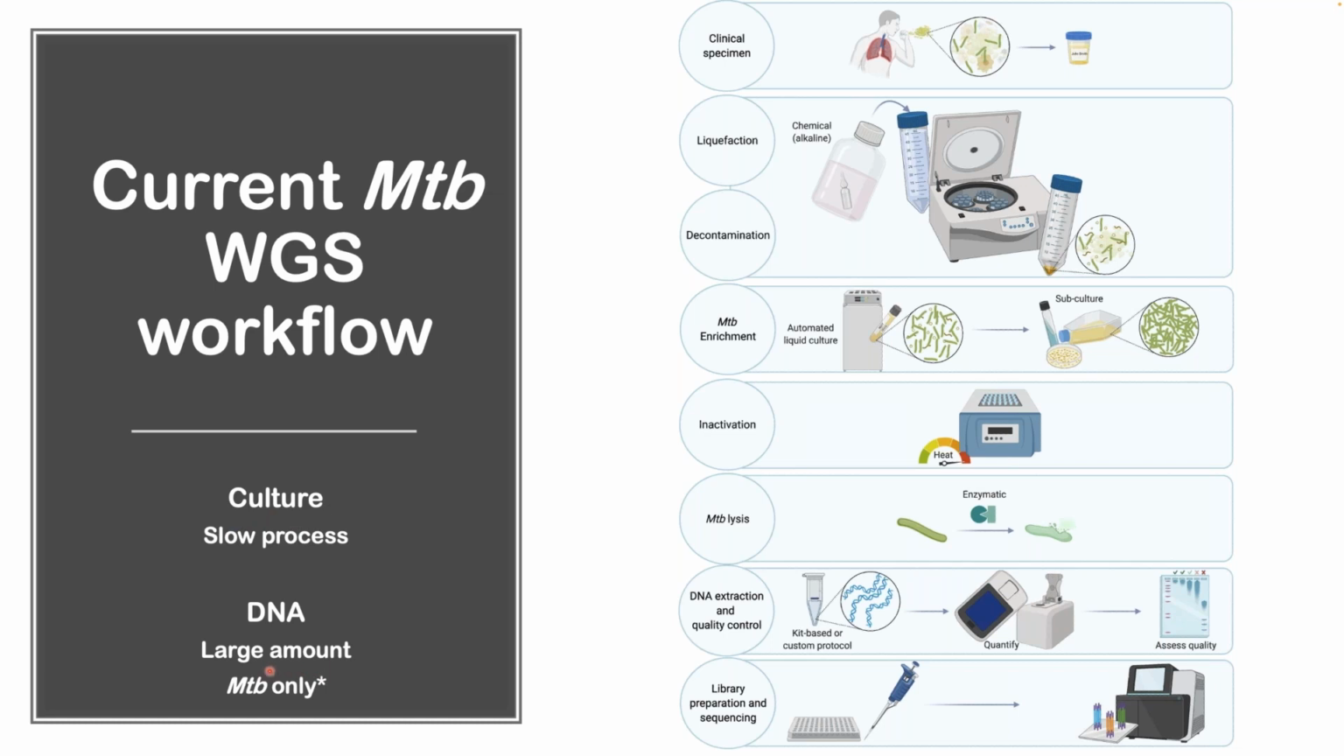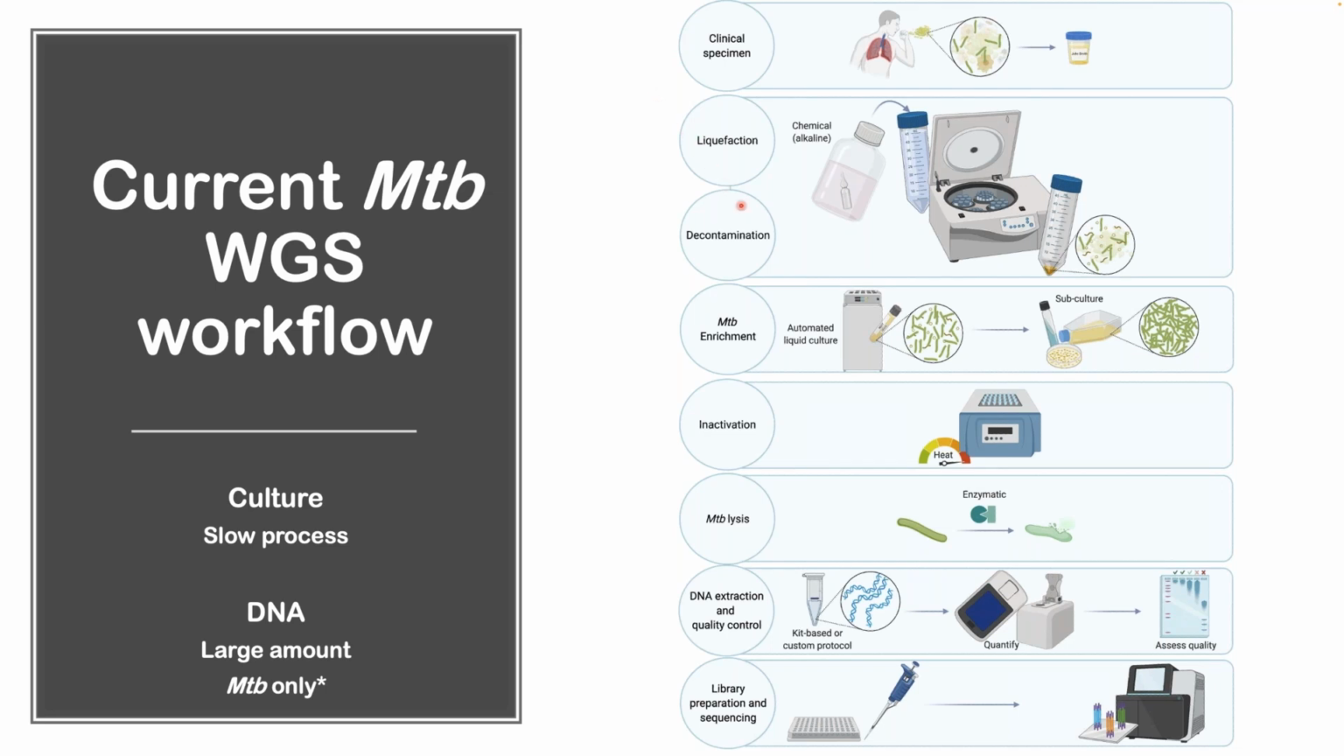And I put an asterisk here after the "only MTB DNA" because small amounts of non-MTB contamination can be overcome bioinformatically, but for the most part, it's preferable that the DNA for sequencing consists mainly of MTB DNA. Now, if I walk you through this diagram, it all begins with the collection of a clinical specimen, typically sputum from a patient suspected to have tuberculosis.